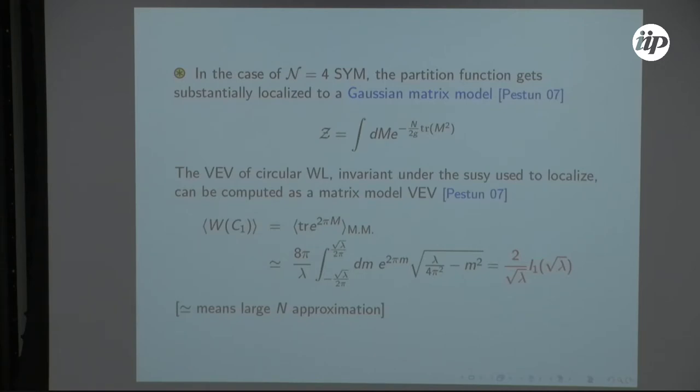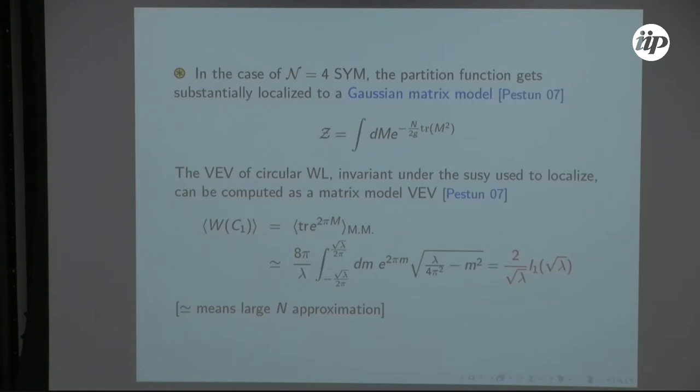In the case of N equals 4 super Yang-Mills, the simplification of your theory is massive. You get a substantial localization: the only thing you can have are constant matrices. So at the end of the day, the partition function of N equals 4 super Yang-Mills is reduced to a partition function of a matrix model, which is moreover just Gaussian. So this is very simple. This is a very well-known standard problem for many years.